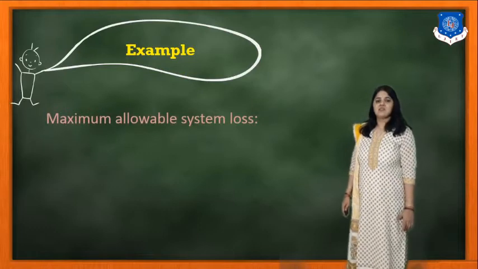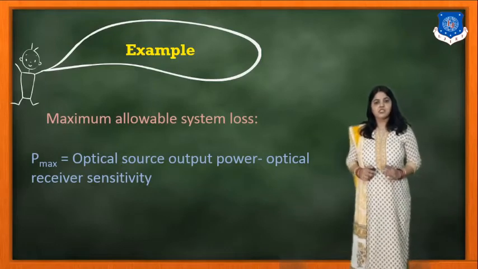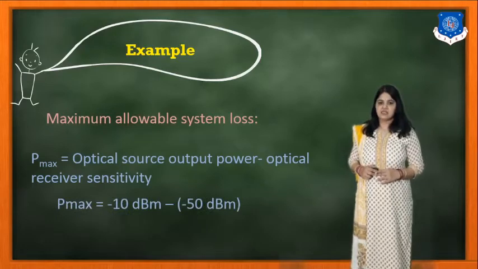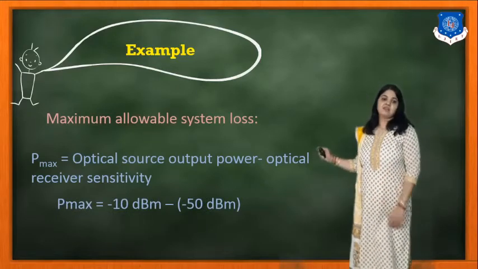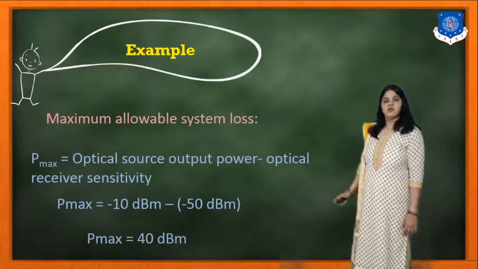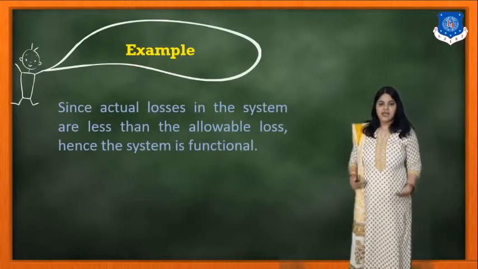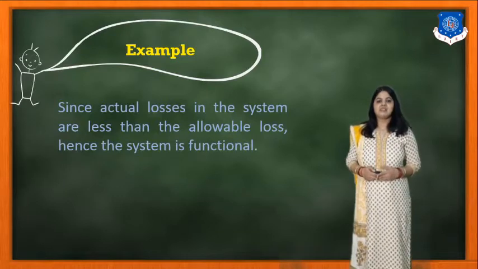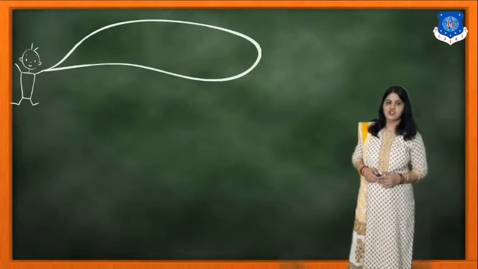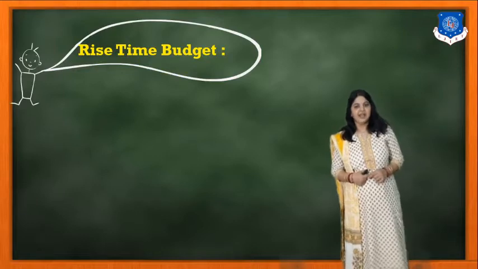Now the maximum allowable system loss, P maximum, is the optical source output power minus the optical receiver sensitivity. So P maximum is equal to minus 10 dBm minus minus 50 dBm, so it is 40 dB. So the actual loss in the system is less than the allowable loss, and hence the system is functional. This is the example related to the link budget analysis.